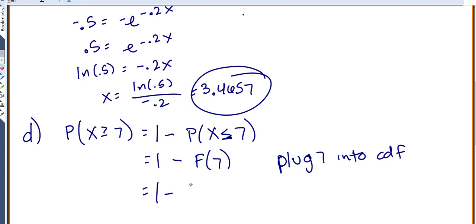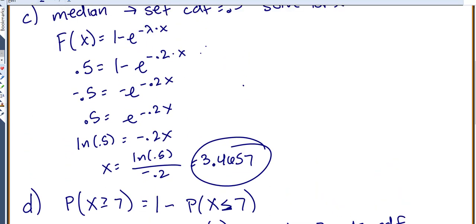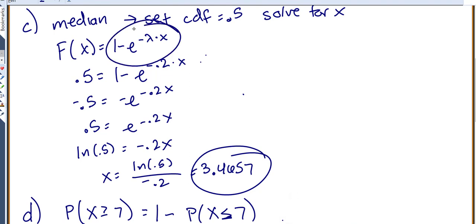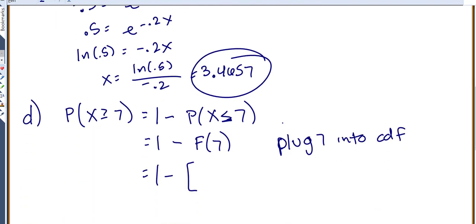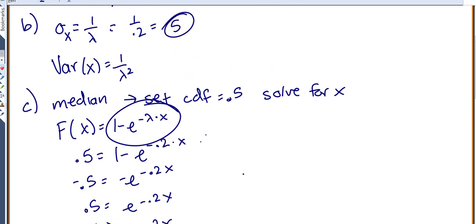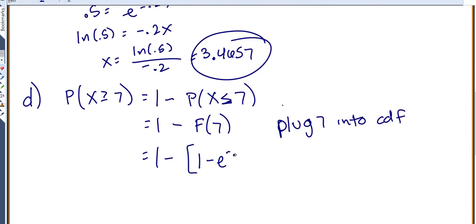So this will be 1 minus, okay, let's go back up to our formula for our CDF. Here's our CDF again, 1 minus e to the negative lambda times x. So 1 minus e to the negative lambda, which lambda is 0.2, so negative 0.2 times x, which is 7. Let's see, and putting this into my calculator, it gives me 0.2466. So that's the probability that it lasts at least a week.